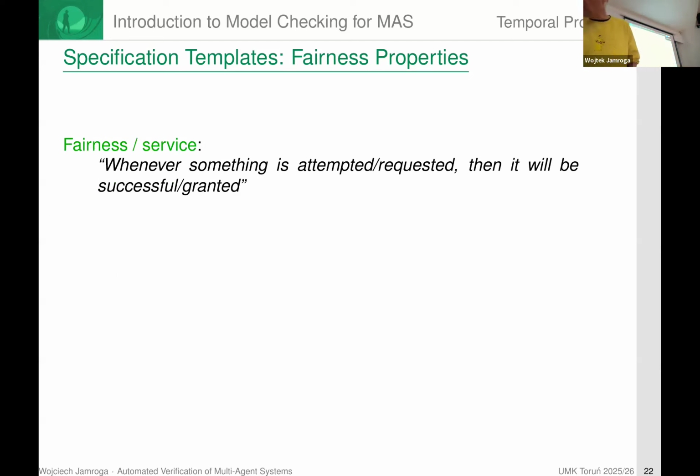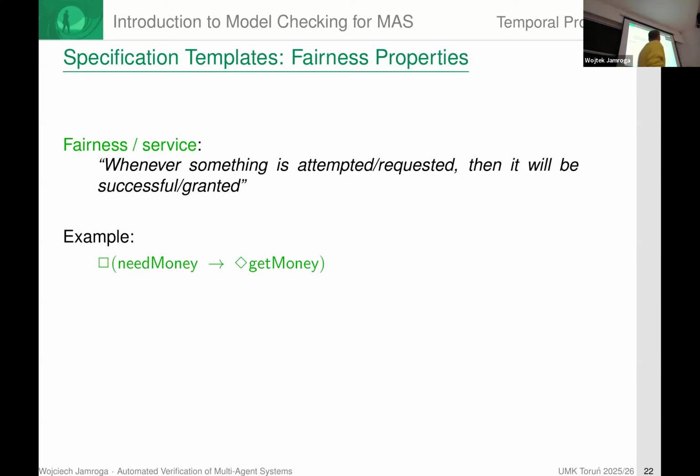And then maybe this is not the most important kind of properties for us, but in general it is very important, especially for asynchronous systems: fairness or service requirements. So whenever something is attempted, then it will be successful. Whenever something is requested, let's say, whenever a process requests access to a resource, it will eventually be granted the access by the server or the provider. So whenever I need money, I will eventually get the money.